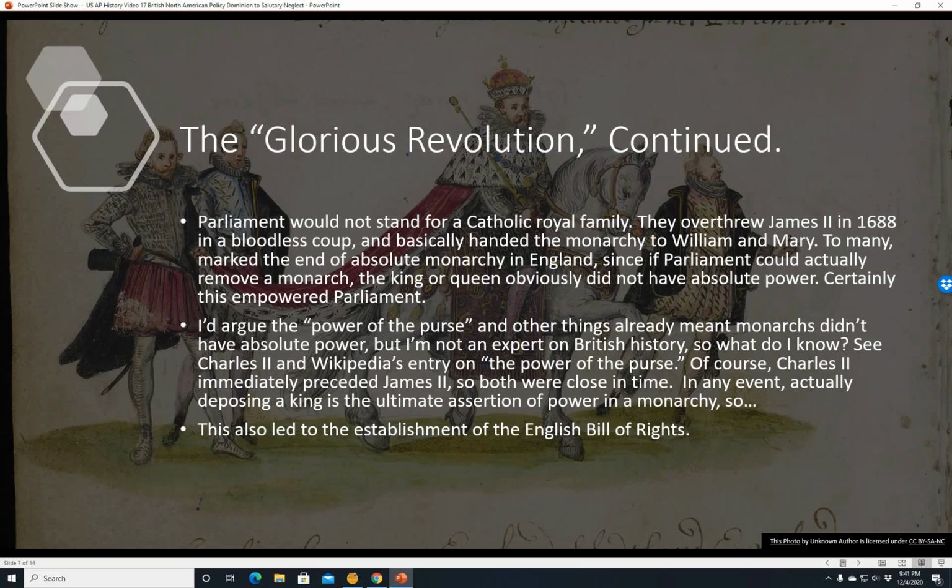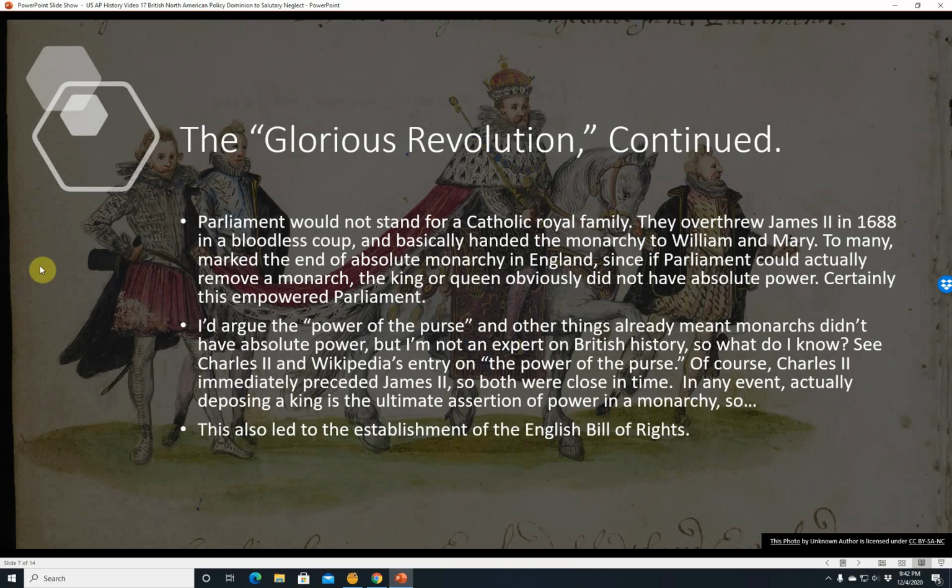So certainly this empowered Parliament, since it meant the king or queen really couldn't do things without consulting Parliament, and if it really annoyed Parliament, Parliament could actually remove you if you were the king. I'd argue that the power of the purse and other things already meant that monarchs didn't have absolute power before James II was overthrown, but I'm not an expert on British history, so hey, what do I know?